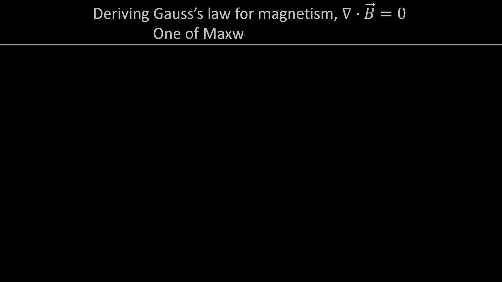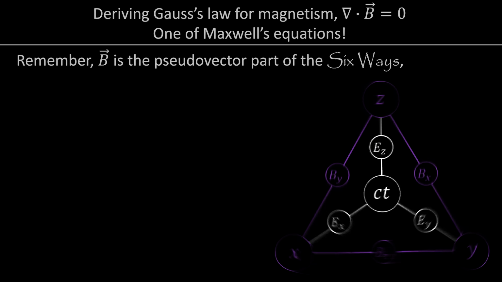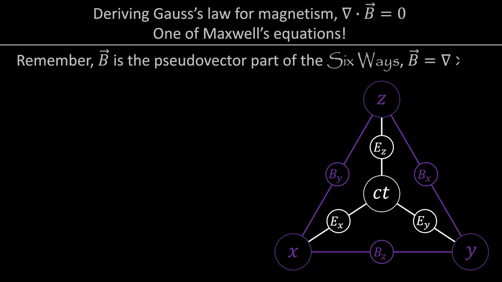So for example, let's use this perspective about the 6 ways to derive the homogeneous Maxwell's equations. We're going to start off with Gauss's law for magnetism, and this law states that the divergence of the magnetic field is 0, which implies that every magnet has a north pole and a south pole. So to do this derivation, all we have to remember is that B, the magnetic field, is the pseudo-vector part of the 6 ways. And in particular, B is the curl of the spatial part of A.